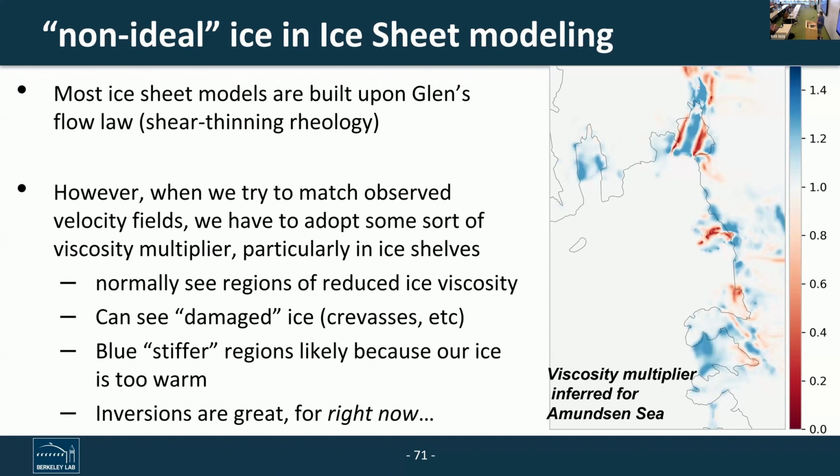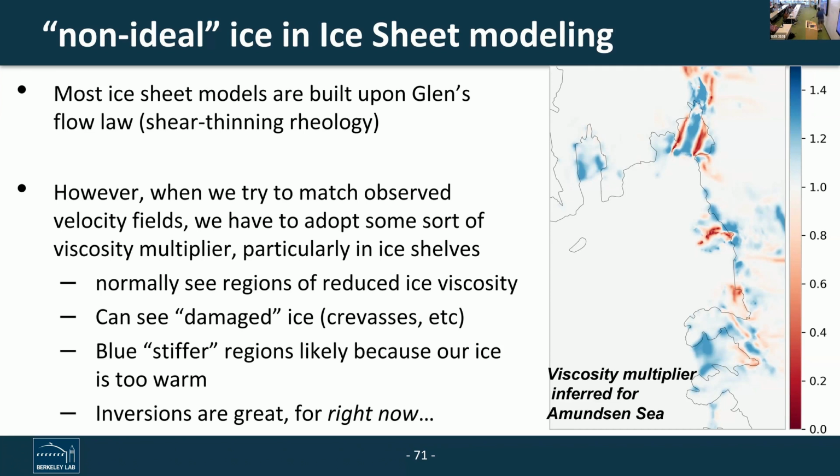So what do we do? It turns out that when we try to match observed velocities with our ice sheet model, we have to adopt some sort of viscosity model. We have to change the viscosity of the ice to match the observations. This is an example of such an inversion. We call this solving an inverse problem. We try to infer the properties of ice based on the observations, because we can't actually measure these things.